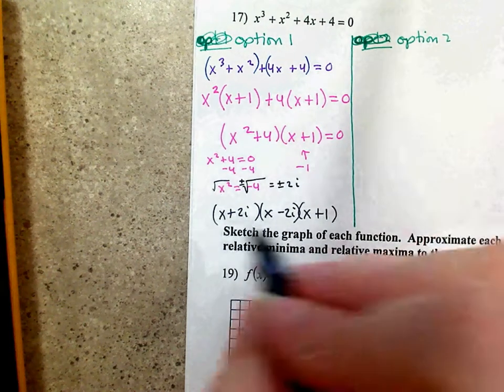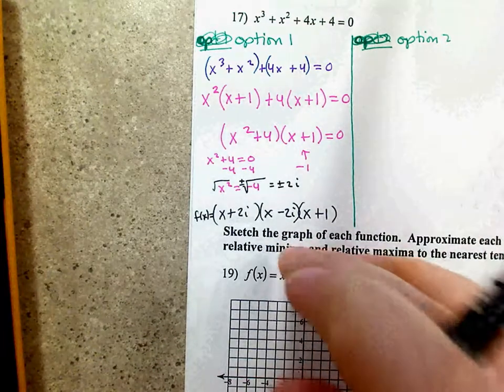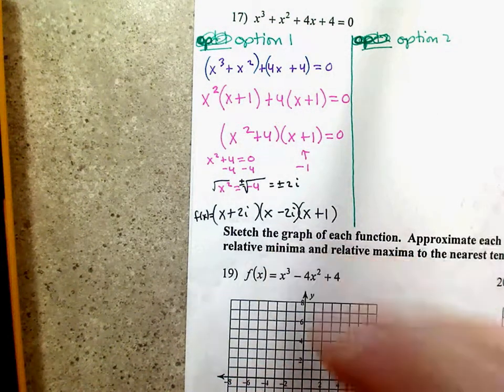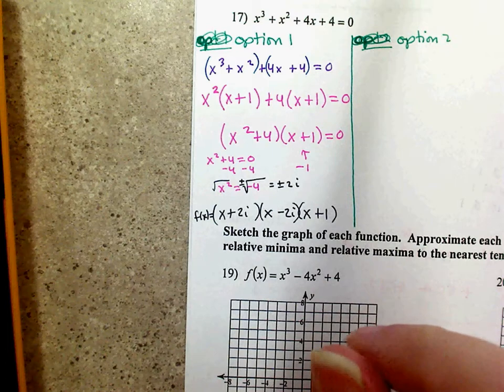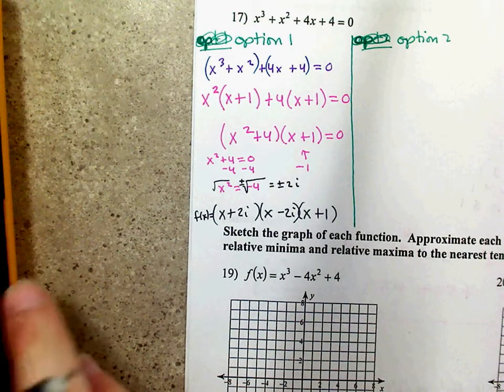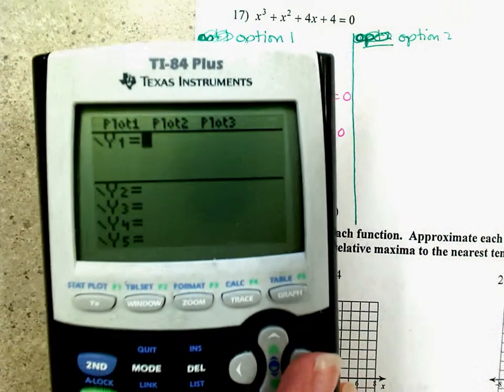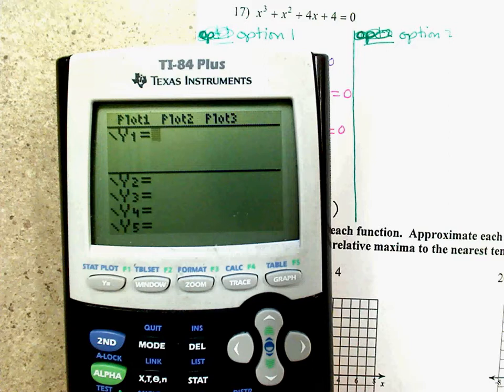That's not the only way to do this. How else could you have done this problem? Right, so let's graph this and do the same. That's option 2. Okay, so if I graph this, x to the third plus x squared plus 4x plus 4.